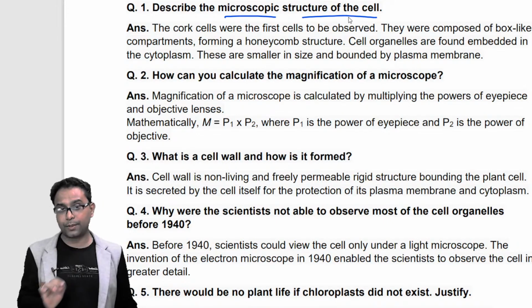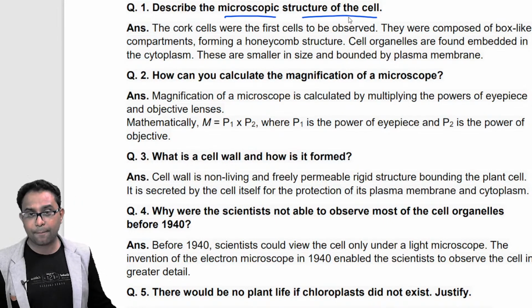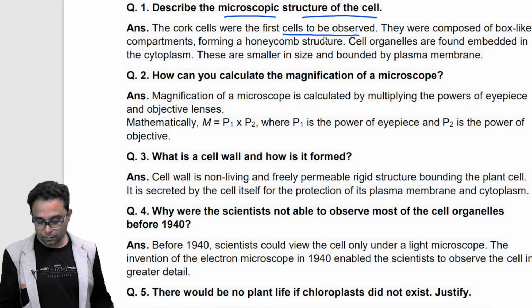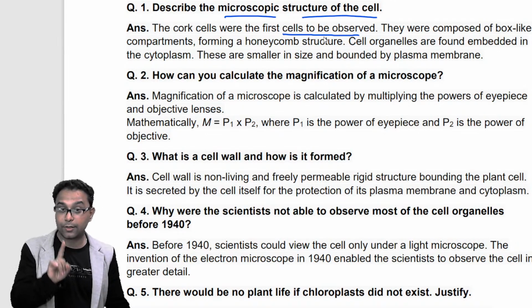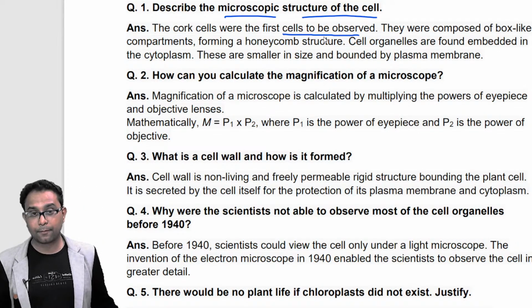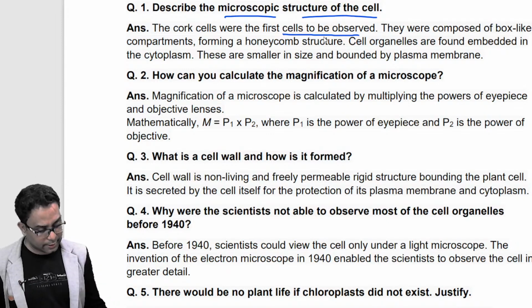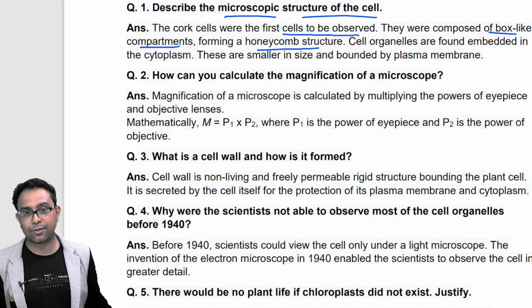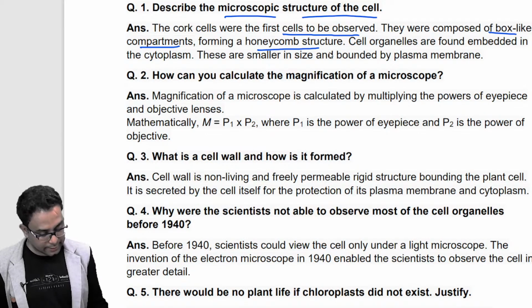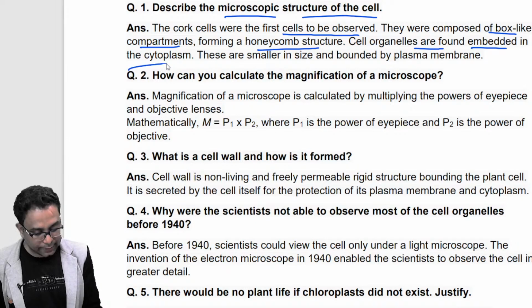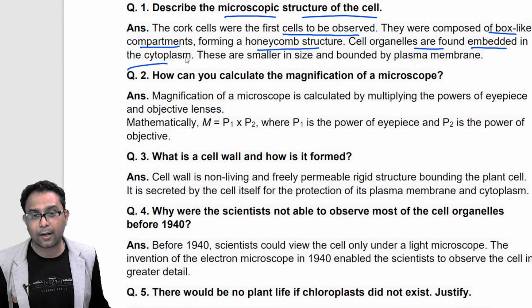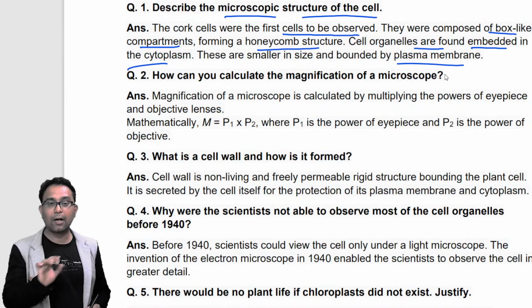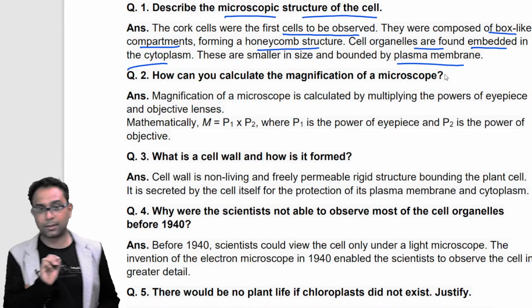Microscopic structure means what you cannot see with the naked eye. Cork cells were the first cells to be observed. These cork cells are like box-like compartments forming a honeycomb-like structure. Cell organelles are found embedded in the cytoplasm. These are smaller in size and bounded by the plasma membrane. This is the overall microscopic structure of the cell.